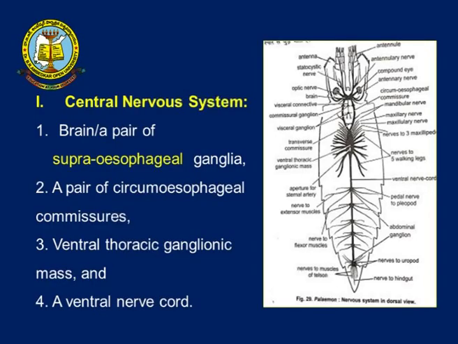So, the central nervous system consists of the brain, that is the supraesophageal ganglion. Then it has a circumesophageal connective which is connecting to the ventral thoracic ganglion. The large ganglion that is present is the ventral thoracic ganglion. The ventral thoracic ganglion continues as a ventral nerve cord which innervates the abdominal region of the prawn.